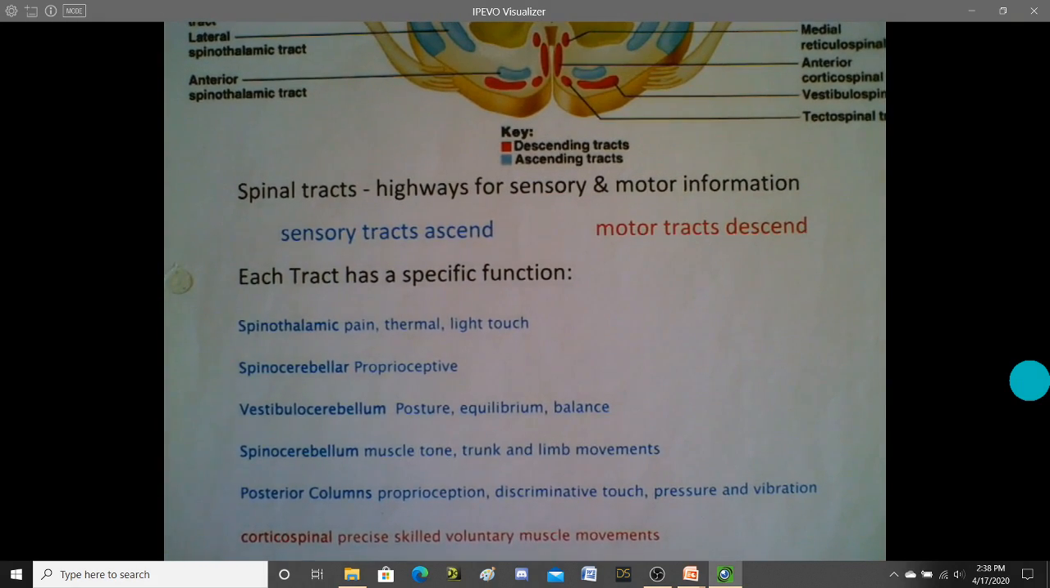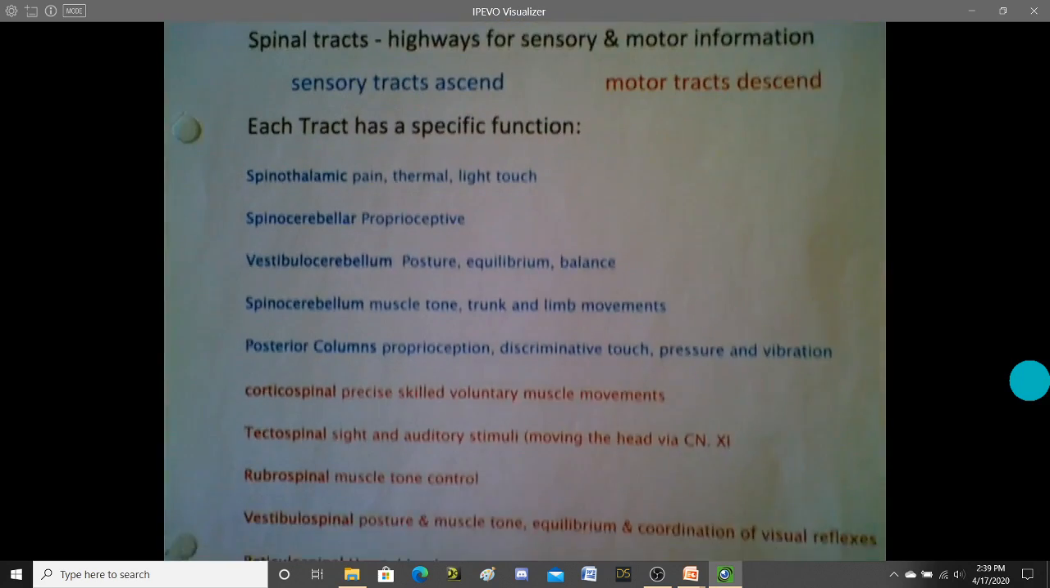So I guess you're just going to have to memorize that is a sensory. But if you look at this and you go spinocerebellar, spine to cerebellum. Spine is part of our body. Cerebellum's part of the brain. It's a sensory because it's going from the body to the brain. Pretty cool little trick there.